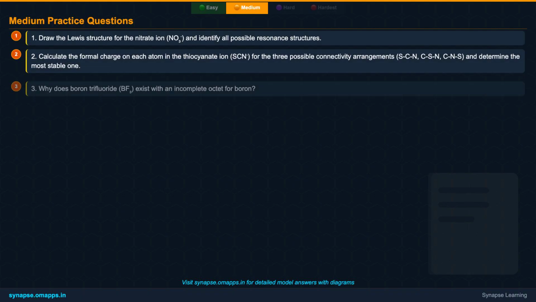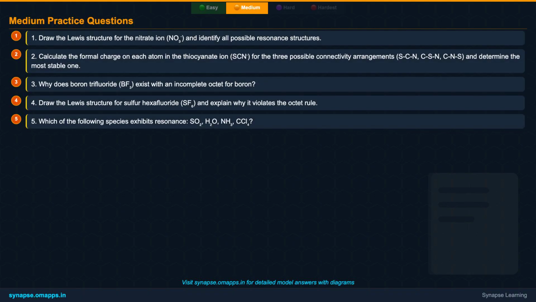Time to put your knowledge to the test. For the nitrate ion, draw its Lewis structure and identify its resonance forms. Then, calculate formal charges for the thiocyanate ion to find its most stable arrangement. Consider why BF3 has an incomplete octet and SF6 an expanded one. Finally, identify which given species exhibits resonance. Take your time, these questions integrate multiple concepts we just discussed.